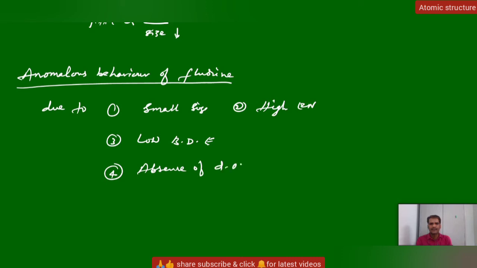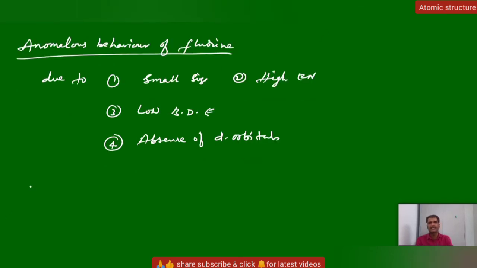Absence of d orbitals. So these are the few reasons to show the anomalous properties, where mostly if you see the oxidation state of fluorine is -1. The remaining can show positive oxidation states also, but fluorine can show only one, that is -1 oxidation state. And fluorine can form only one oxyacid, that is HOF, hypofluorous acid. The remaining can form hypohalous acid, halic acid and perhalic acid, that we will discuss later.